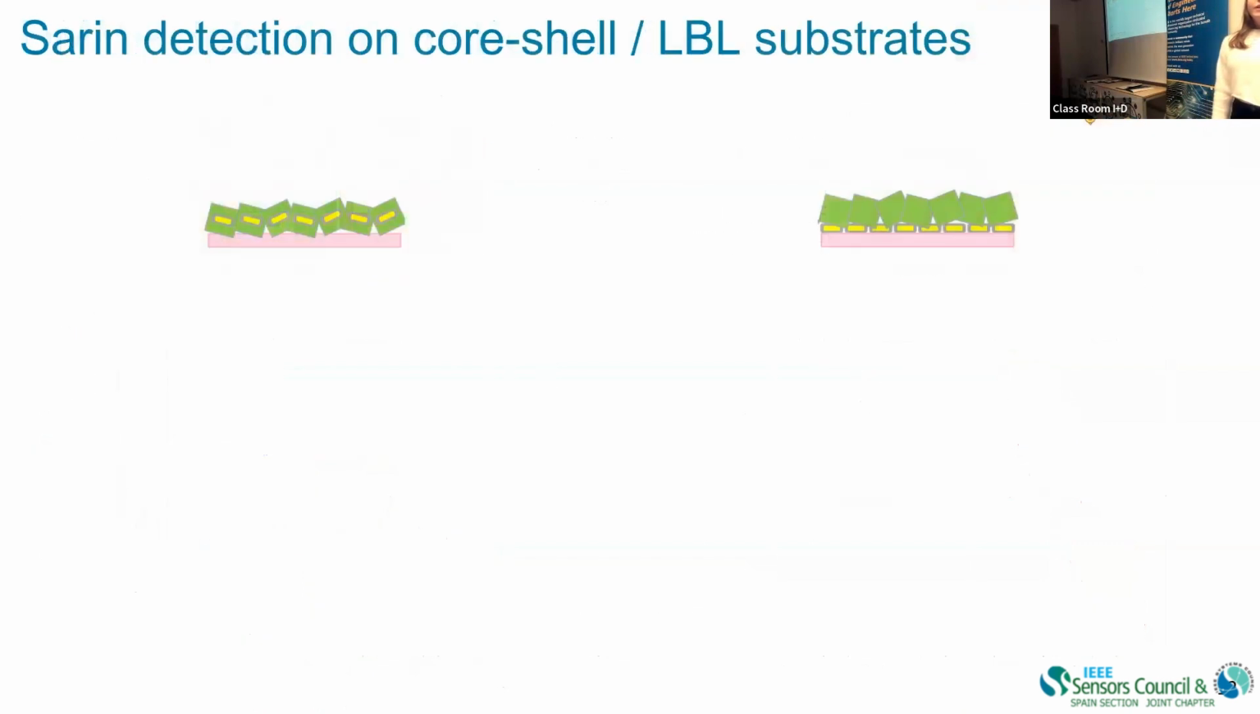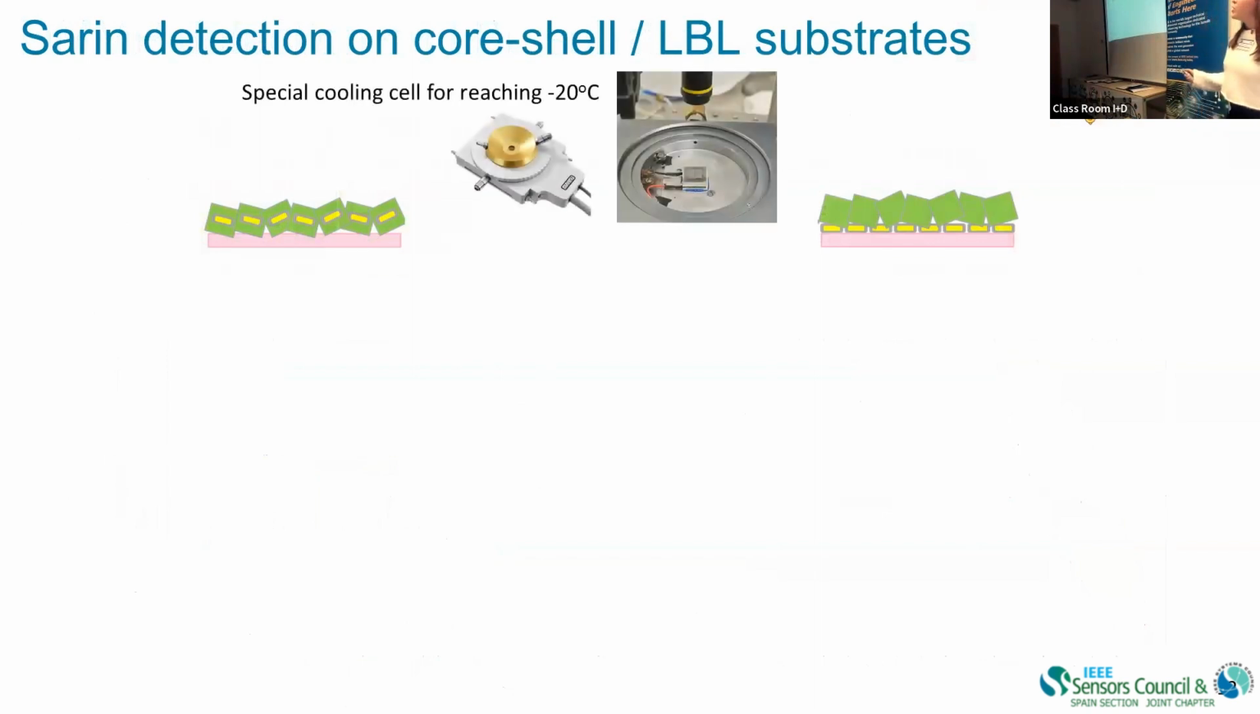So now we can go for the detection of SERSing in these two types of substrates. We performed this detection at FOI. It's a research agency from Sweden that is our partner in the project. And in the case that we use the special cell for reaching -20 degrees, this is just so you can see how it is before closing.